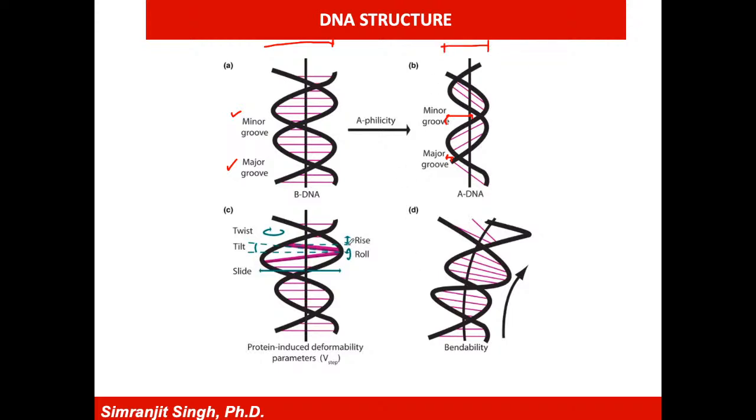Also, the rise I have discussed: the distance between two nucleotides is known as the rise. And the tilt is the angle between two nucleotides. If one nucleotide is like this, and the other one is here, the angle between the two will be known as your tilt.